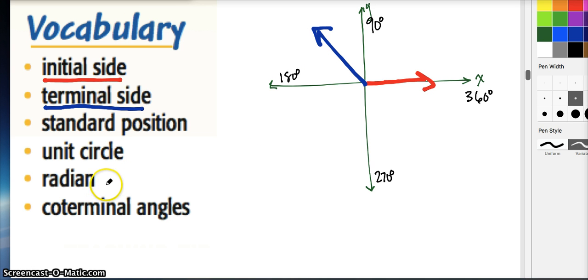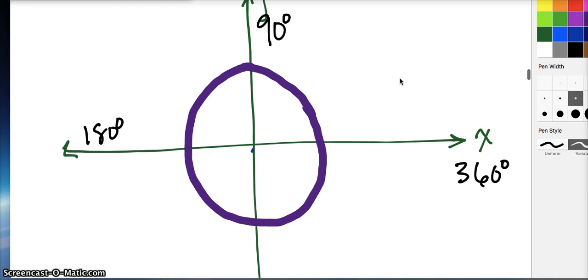And then radians is a different way for us to consider an angle measure. Let's go back to that unit circle again. All right, so we're up close and personal with the unit circle. And as I mentioned before, the unit circle has a radius of 1.